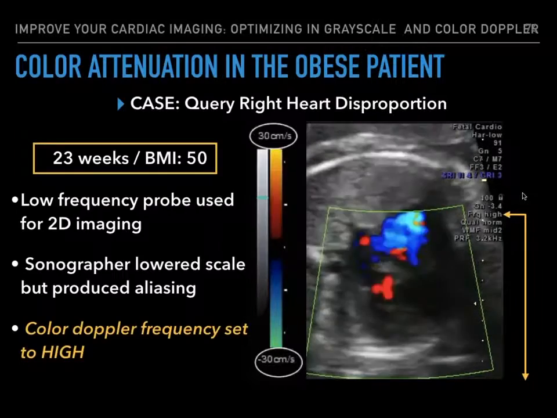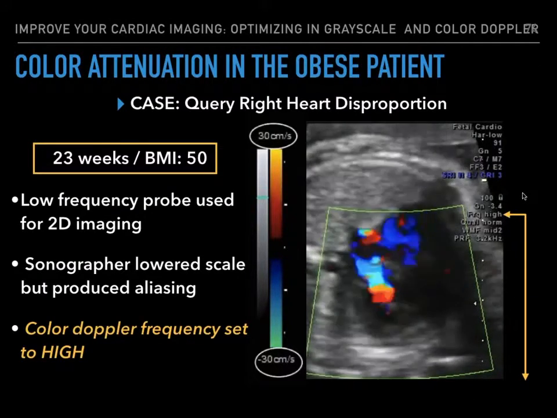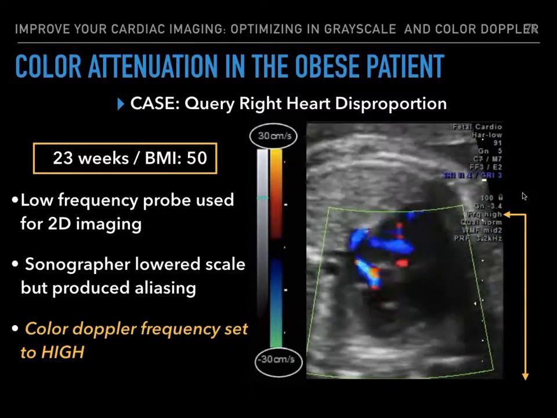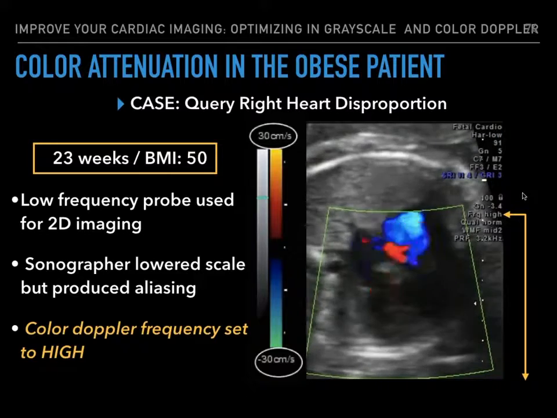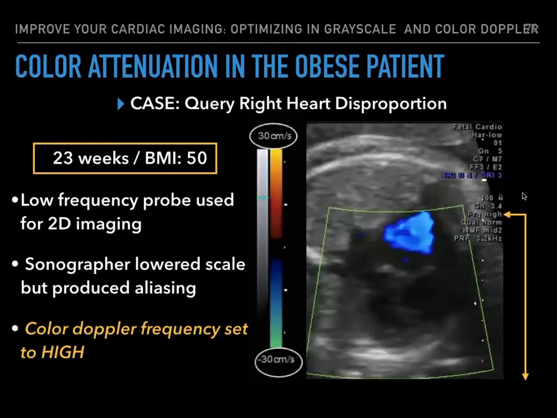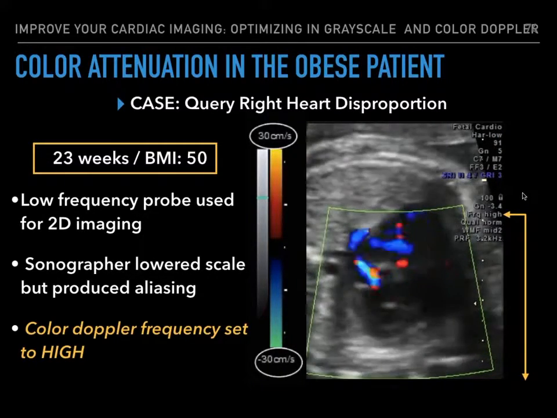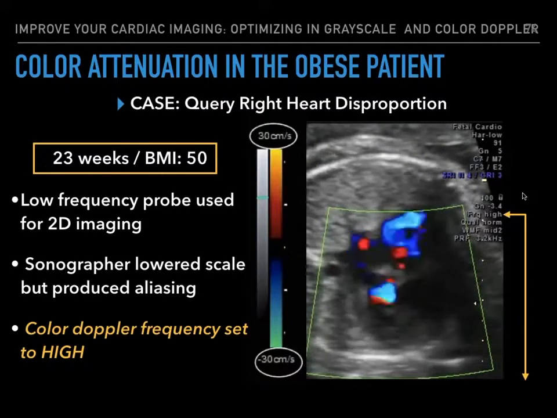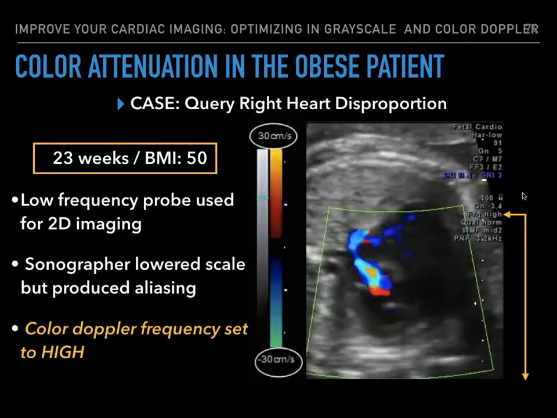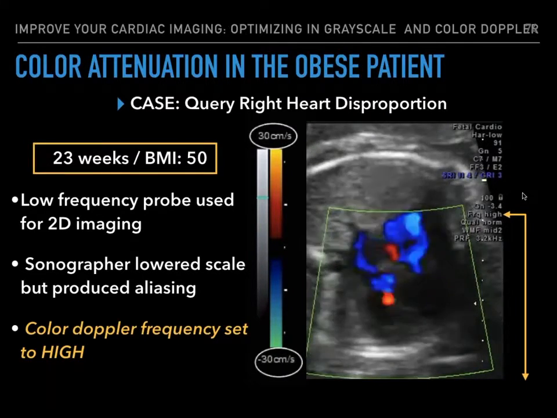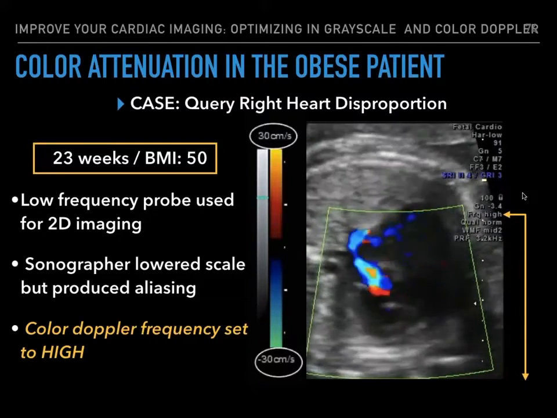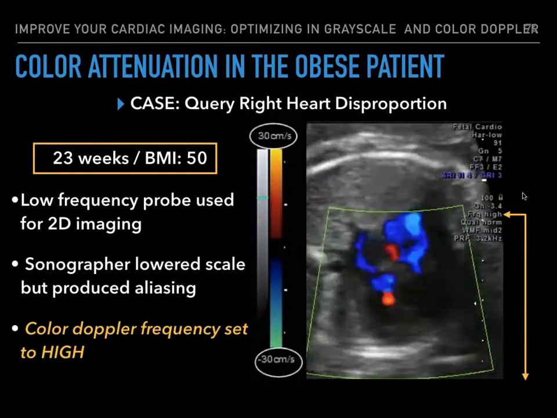In this case, this is a query right heart disproportion. This is a 23-week gestation with a patient BMI of 50. So this is actually a very difficult scan. A low-frequency probe was used for 2D imaging, and the sonographer lowered the scale to try to fill the heart in with color. And as you can see, it's as low as 30 centimeters per second, but only produced aliasing.